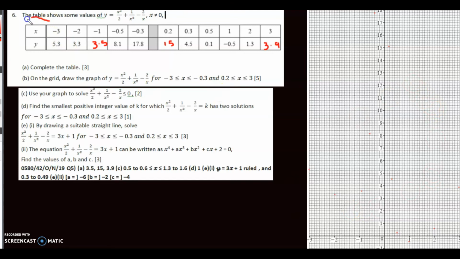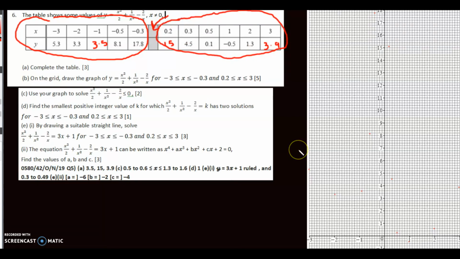So you fill up the table, then you plot these points on the grid, and then you join them with a smooth line. How this question is different from the other ones is that there's a discontinuity here, and these are two separate graphs. So you need to draw them separately. Do not try to join them. So the first curve looks a bit like this, roughly. And then the second curve would look something like this. Again, it's not very neat because I'm just using my fingers to join the points.